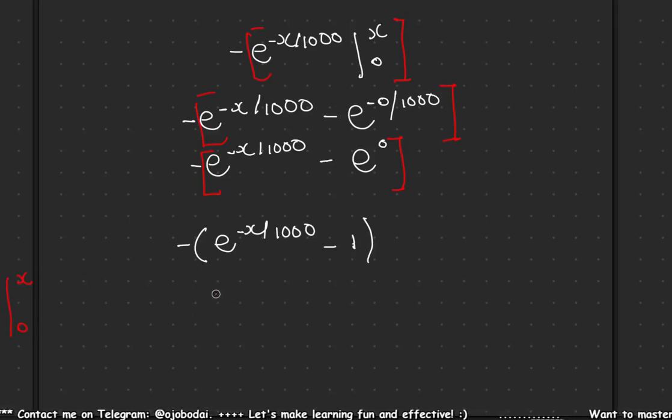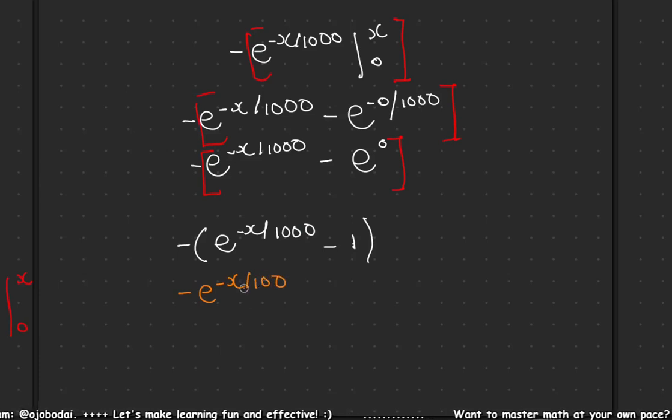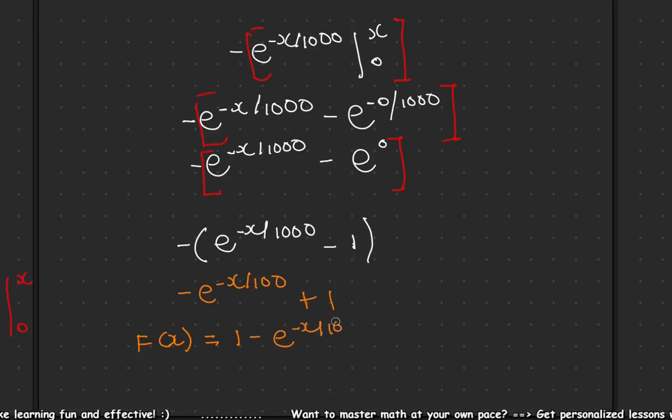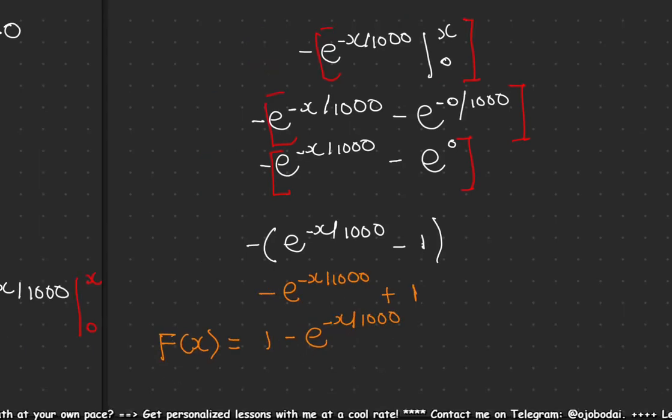So as we have it now, because this negative affects the whole bracket, we are going to get negative e raised to the power x over 100, then plus 1. So rewriting our function now, f of x is equal to, we can write the 1 first, 1, then minus e to the power negative x all over 100, right? So now this here is the CDF of the exponential distribution, right?